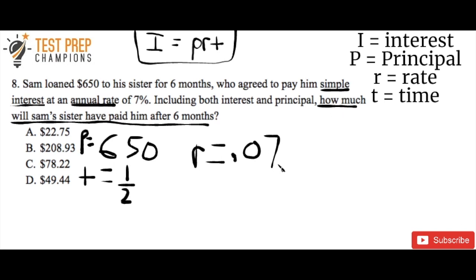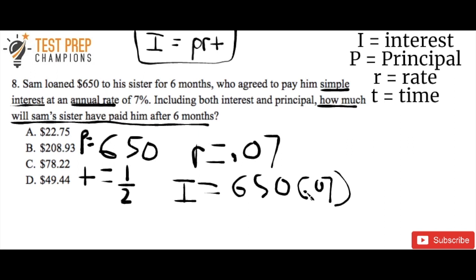So now, as always, we're just going to plug this in. We would say I equals P, which is 650, times R, which is 0.07. And then lastly, we're going to multiply by half.